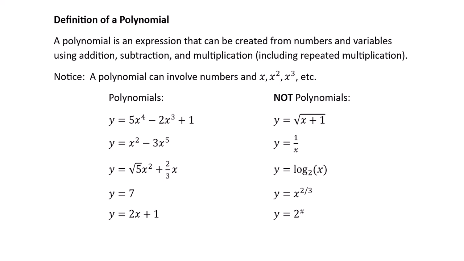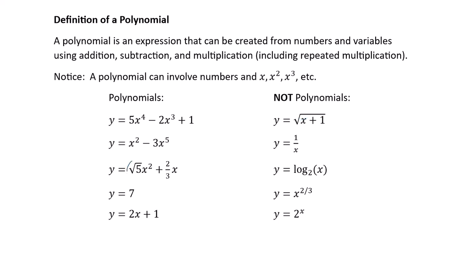A polynomial is an expression that can be created from numbers and variables using addition, subtraction, and multiplication, including repeated multiplication. Notice that a polynomial can involve numbers and x, x squared, x cubed, etc. On the left we see polynomials, and on the right we see things that are not polynomials. When we have a square root over an x, that keeps it from being a polynomial.